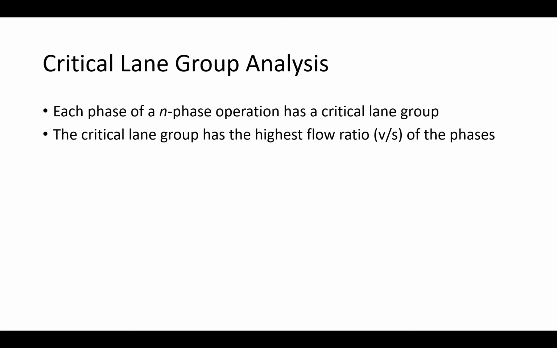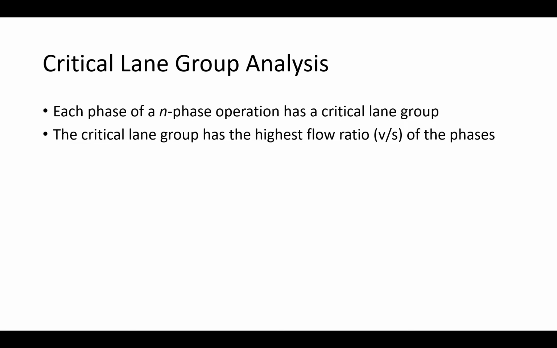How to figure out how much green time we need for a movement for one phase at a traffic signal is based off of which lane group within that phase has the most critical flow. And we define that critical flow by the one closest to capacity. We call that the volume to capacity ratio, or in the critical lane group, the flow ratio, V over S, of the phase.